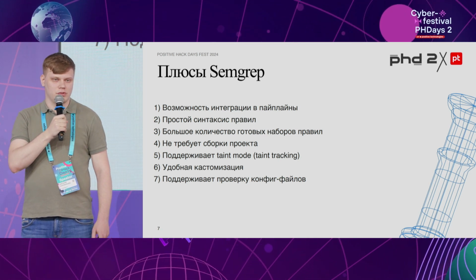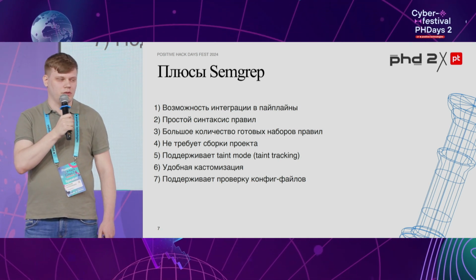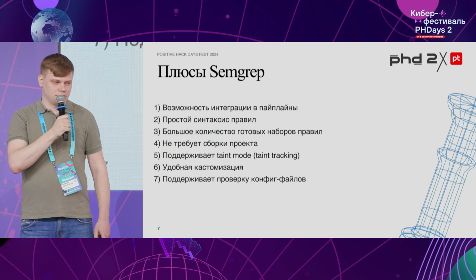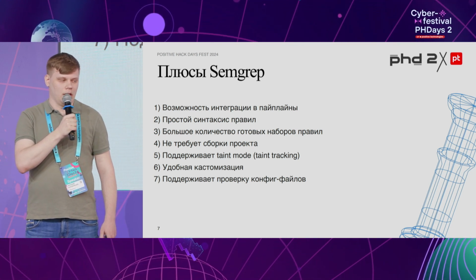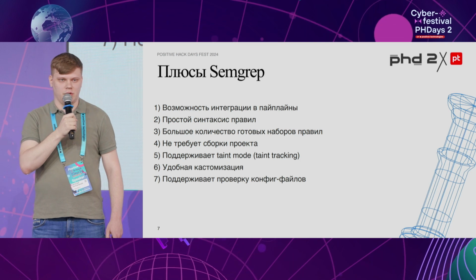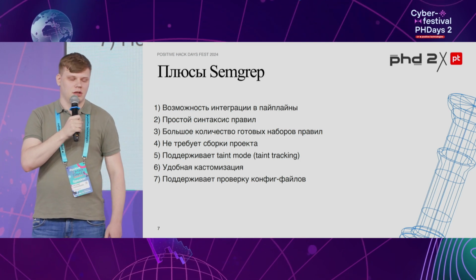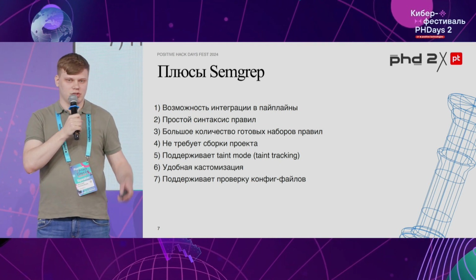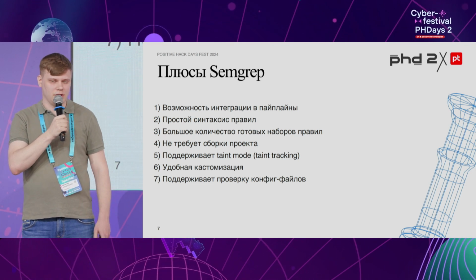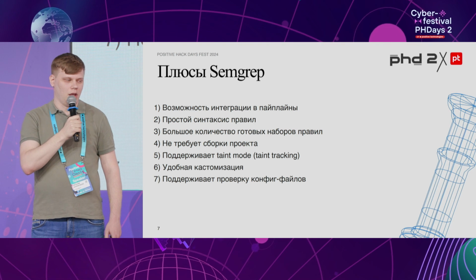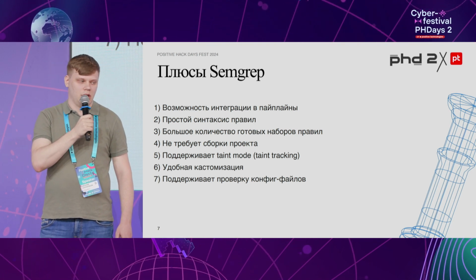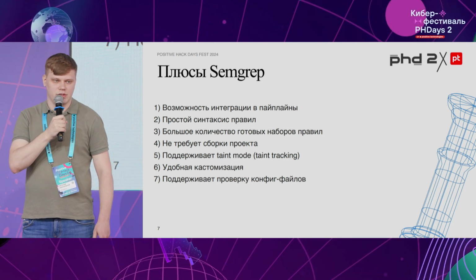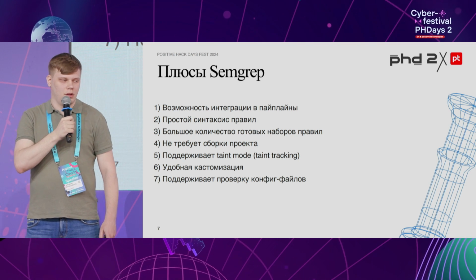Semgrep offers a ready set of rules. It doesn't require the project build, and Semgrep also supports the taint analysis, which allows you to track not just certain patterns in the code, like an insecure request, but it can also populate the request with the right data, and that reduces the number of false positives. It can be customized, and it supports the config file scan. This is important because the app security much depends on the configuration settings.